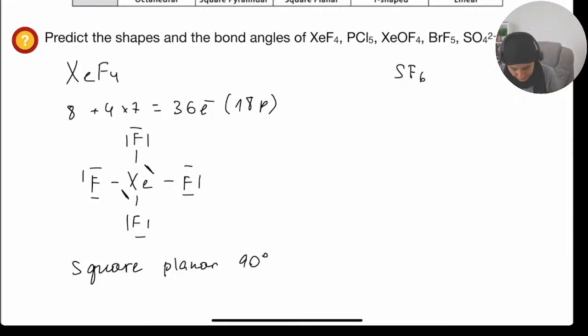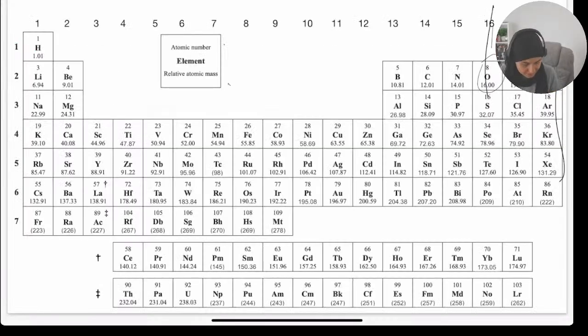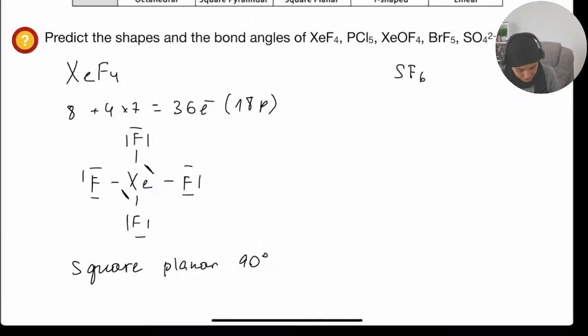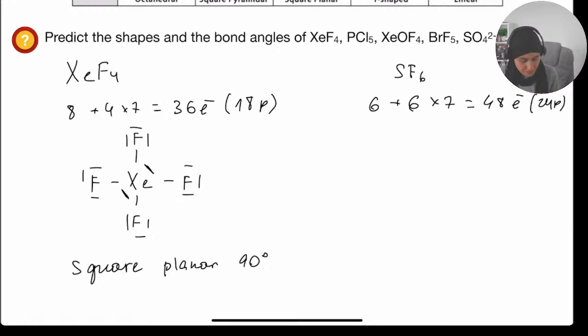So sulfur is in group 16, so it has 6 electrons in the outer shell, plus 6 fluorines. 6 times 7, which I already memorized, is 48. Yeah, 48 electrons or 24 pairs. Then I put sulfur in the middle, attach fluorines with single bonds, and put octets on the side atoms.